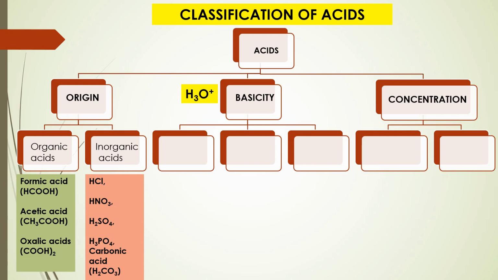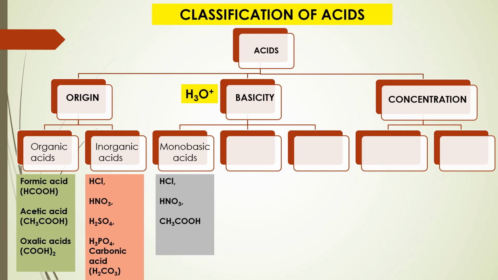So based on basicity, acids are classified as monobasic acids, that is, if one molecule of acid produces only one hydronium ion. For example, HCl, nitric acid, acetic acid, they all produce only one hydronium ion. One molecule of these acids produces only one hydronium ion. Therefore, they are called monobasic acids.